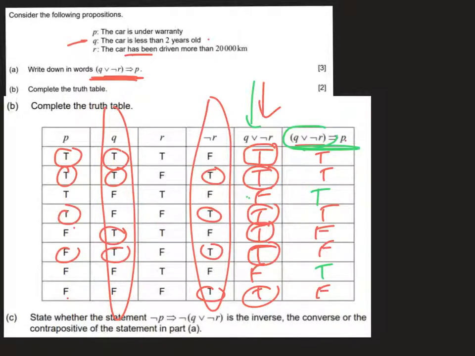And finally then, state whether the statement not P implies not Q or not R is the inverse, the converse, or the contrapositive. As we saw, that's kind of both the wrong way around and negated, so therefore that is the contrapositive.